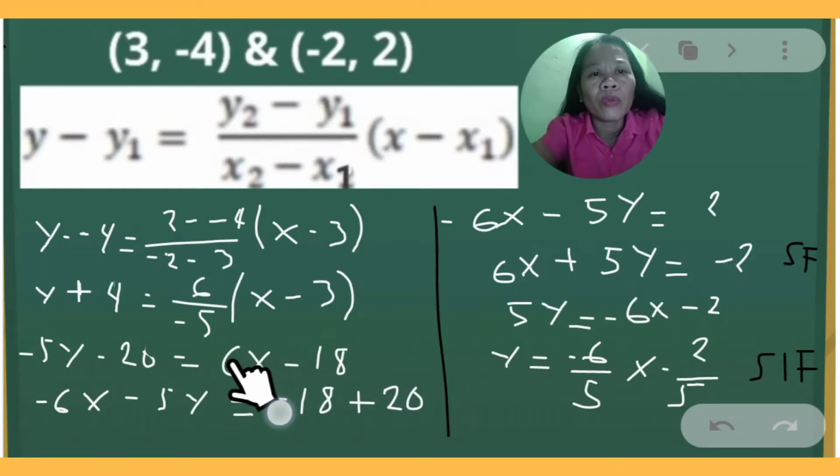And then we are going to apply addition property of equality. Since we are going to make standard form of the equation of a line, the one with variable x must be at the left side of the equation and the constant term must be at the right side of the equation. So we are going to add both sides of the equation by -6x and +20. Or simply transpose 6x to the other side of the equation becomes -6x, and -20 to the other side of the equation becomes +20.